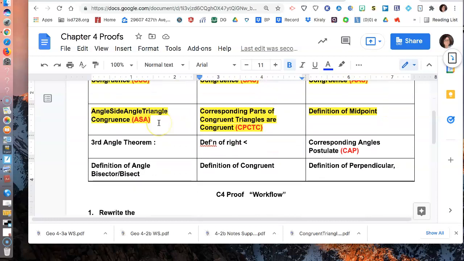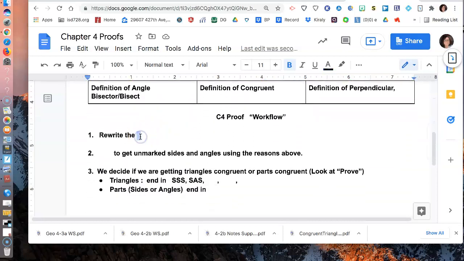We know our side, side, side. We can beef that up later. But our workflow is what I want to discuss. We always rewrite the given. Okay? So anything that's marked and was given to us, we rewrite it. And then we add our brain.